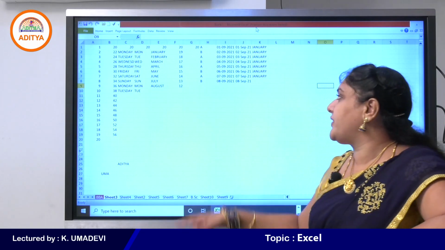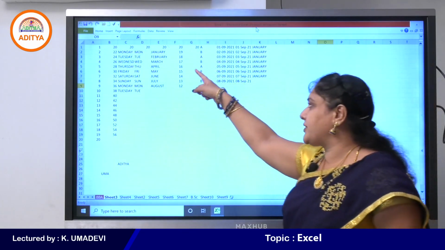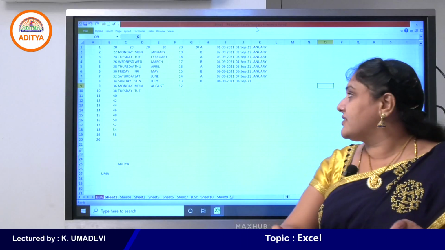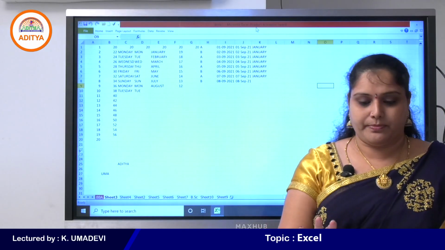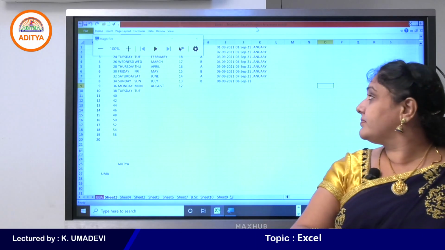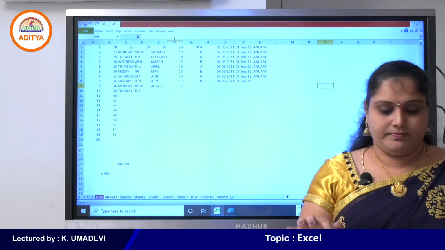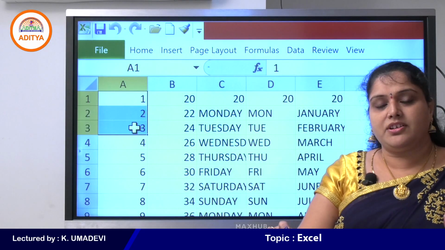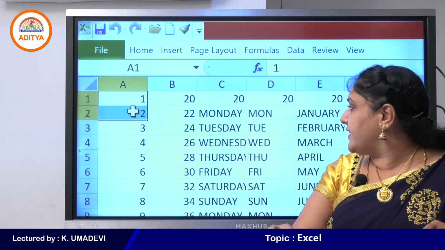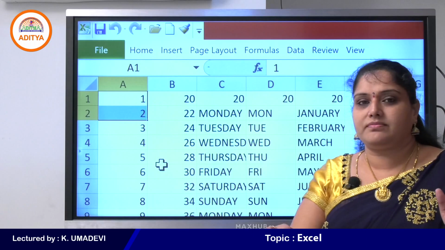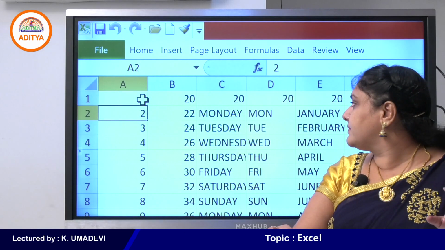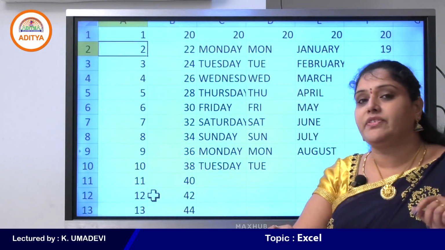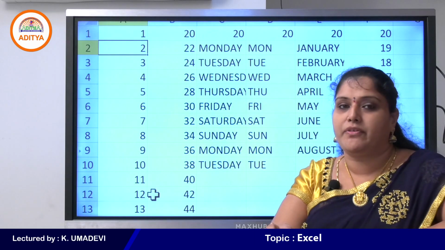So fill handle is used to fill the series based on the first two numbers, right? Why? Because Excel identifies the pattern of the first two numbers. So that means the difference is 1. One second students, I'll zoom the screen. So in this pattern the difference is 1. If you want to fill the series, simply first enter the starting two numbers here. First enter 1 and then enter 2. The difference is 1, so that means it is incremented by 1.